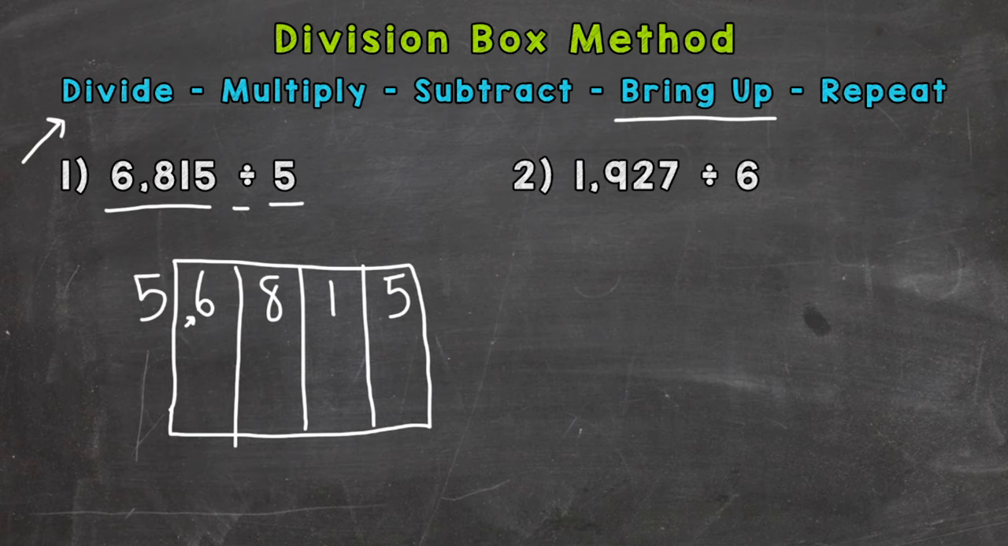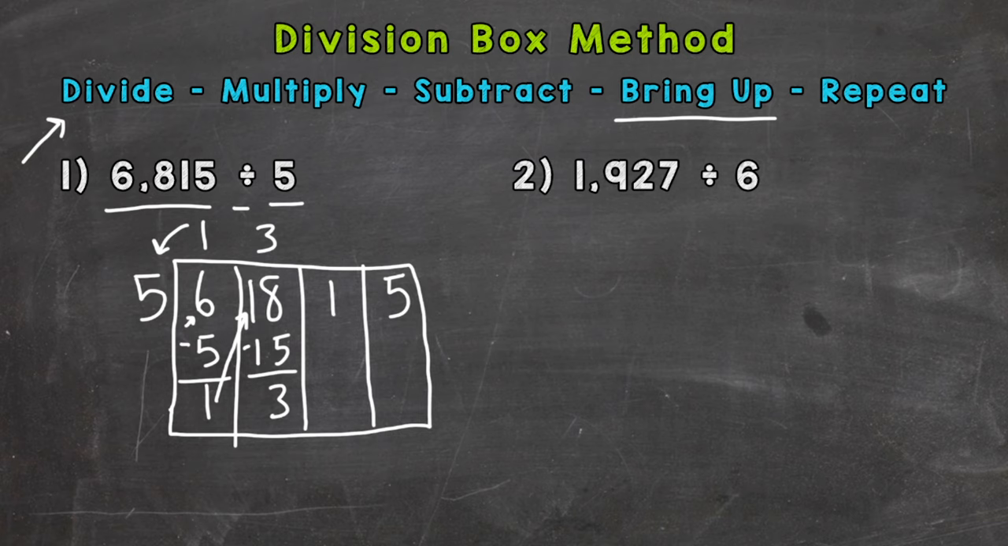So how many whole groups of 5 out of 6? 1. Then we multiply. 1 times 5 is 5. Subtract, we get 1. 6 minus 5 is 1. Now we bring that 1 up to the next section or column. So we have 18 now, and we need to do 18 divided by 5. So how many 5s out of 18? 3. That gets us to 15. Now multiply. 3 times 5, 15. Subtract. 18 minus 15 is 3.